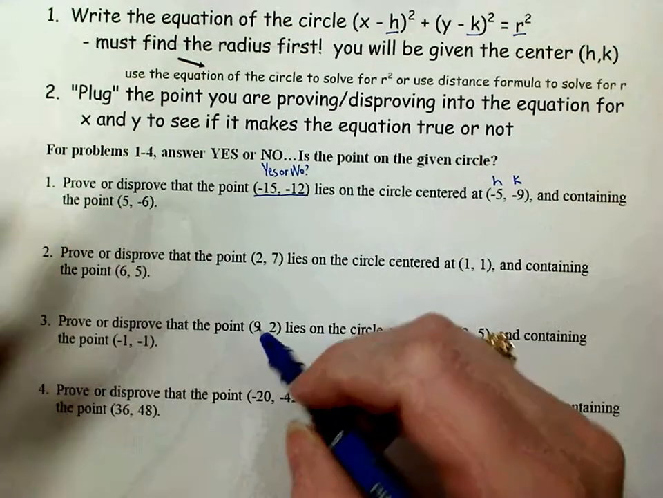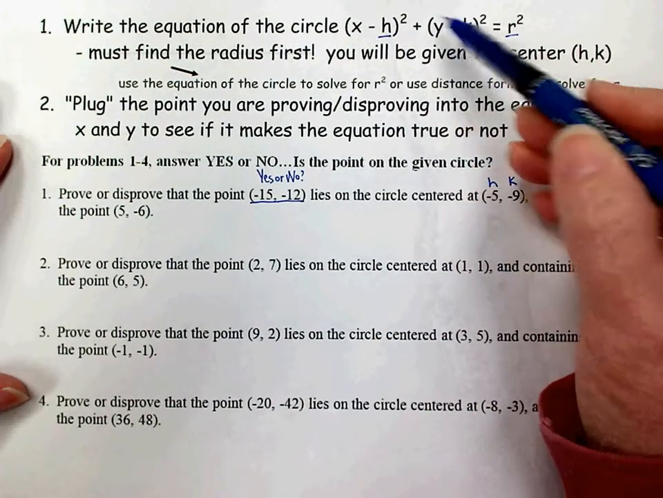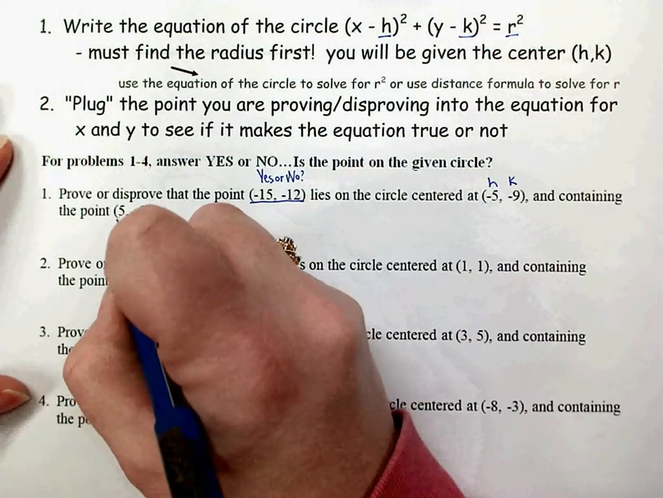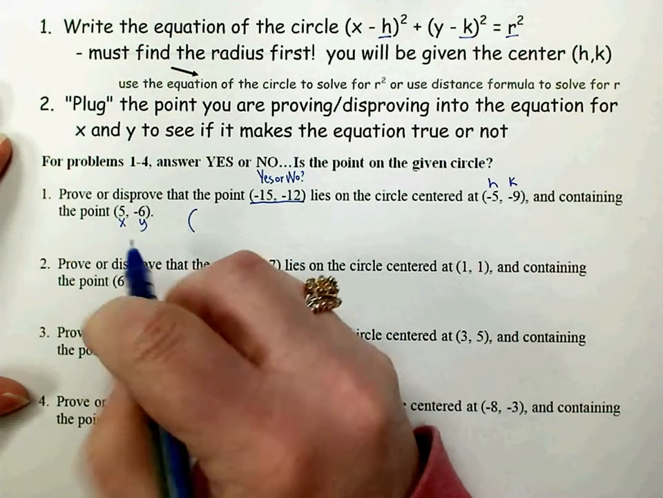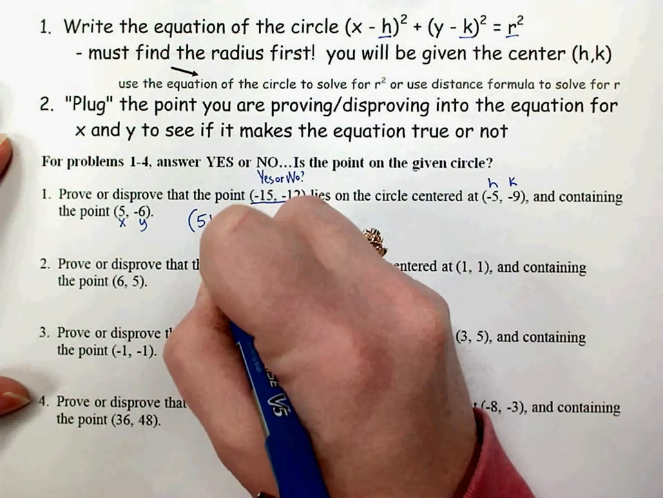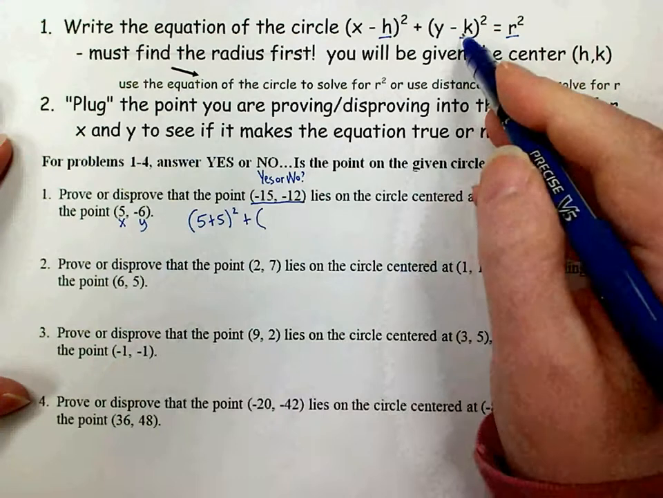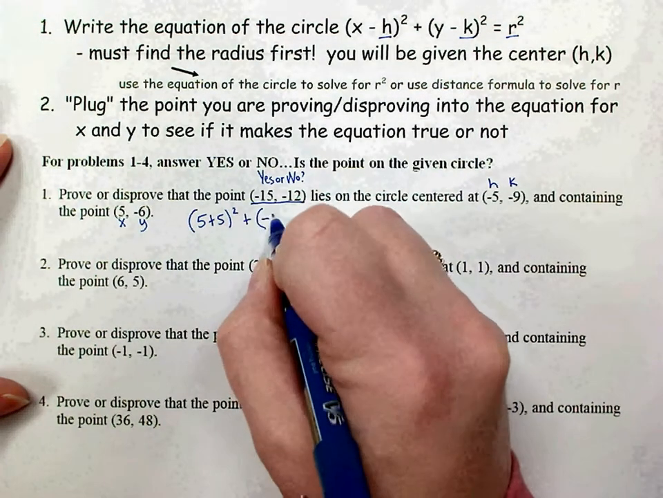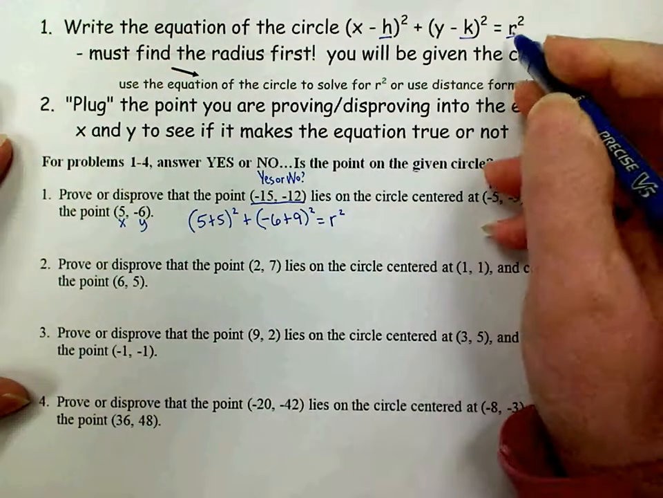So I'm going to find my radius squared by using the equation of the circle. I'm going to put my center in for h and k, and I'm going to put the point 5, -6 in for x and y. So this is my x, this is my y. So I'm going to have x minus h be 5 minus -5, which becomes 5 plus 5 squared. And then I'm going to put y minus k as -6 minus -9, which is -6 plus 9 squared. And that equals my radius squared.